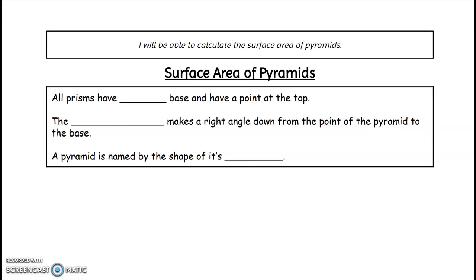So at the top of your page, all pyramids have one base and they come to a point at the top of the shape. The height makes a right angle down from the point of the pyramid to the base. So if you can kind of visualize, the height of a pyramid is going straight from the top, that point at the middle, right down through the middle of the shape until it reaches the base. And then just like prisms, a pyramid is named by the shape of its base.